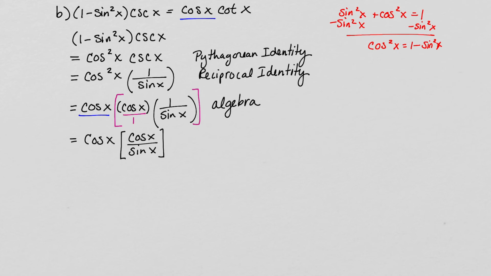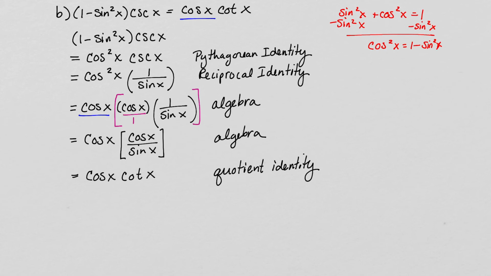So again, all I did was some algebra. I'm using those square brackets just to show you what I'm doing. You don't even necessarily need the brackets, but you could put parentheses. And now cosine x over sine x, that actually is cotangent of x. So this is the cosine of x times the cotangent of x. And again, I used those quotient identities this time. Questions?